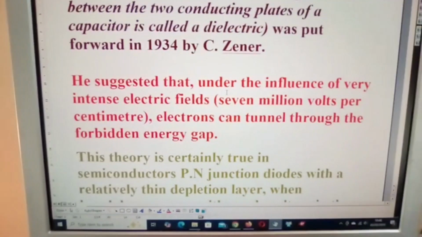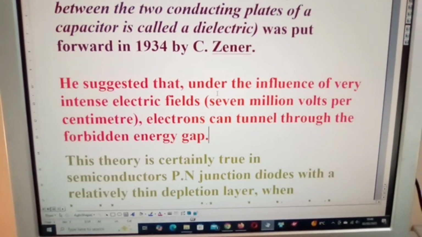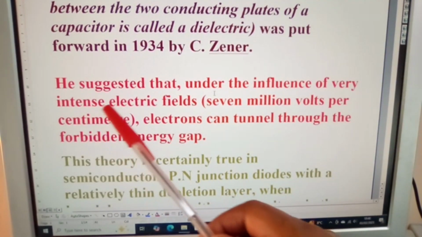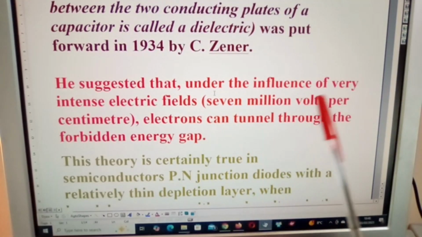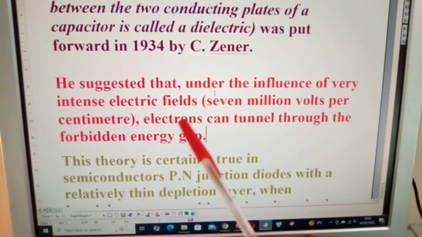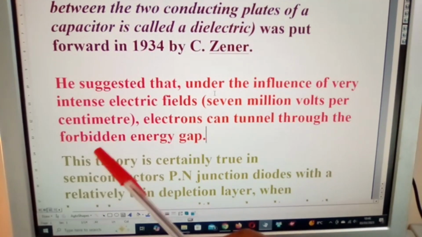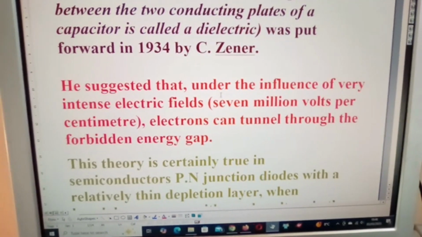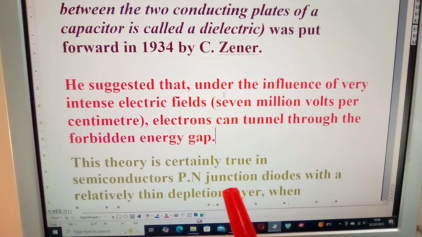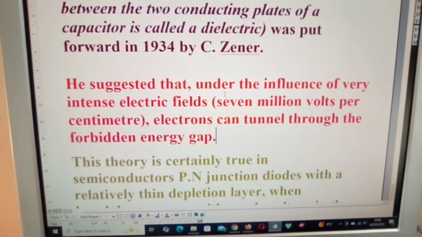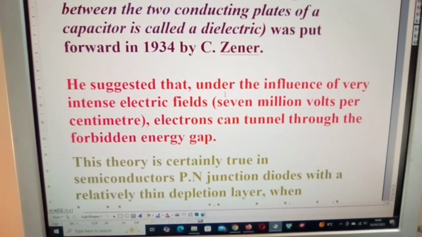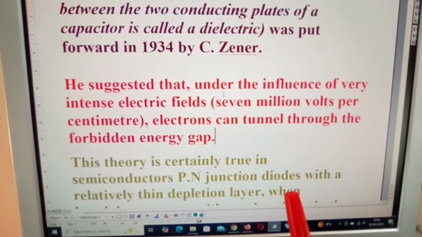Now, this is mainly to give you information on the background of the Zener diode. He suggested that under the influence of very intense electric field, 7 million volts per centimeter, electrons can tunnel through the forbidden energy gap. So it's almost like imagine that you're going into subatomic space and you are actually tunneling through those spaces that atoms leave to make up any material, basically. So that's what he's trying to say here.